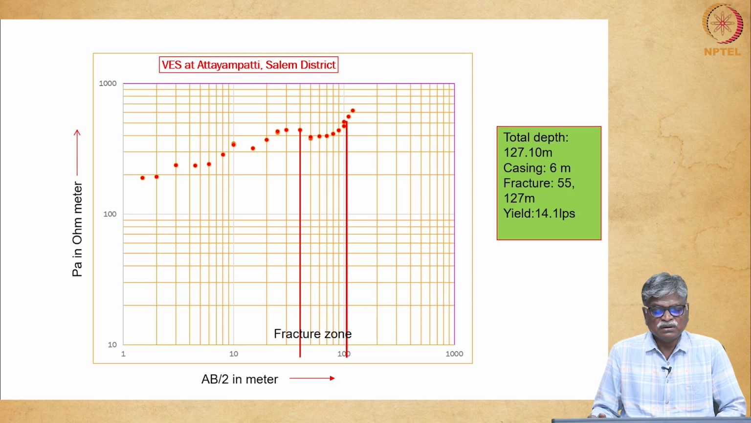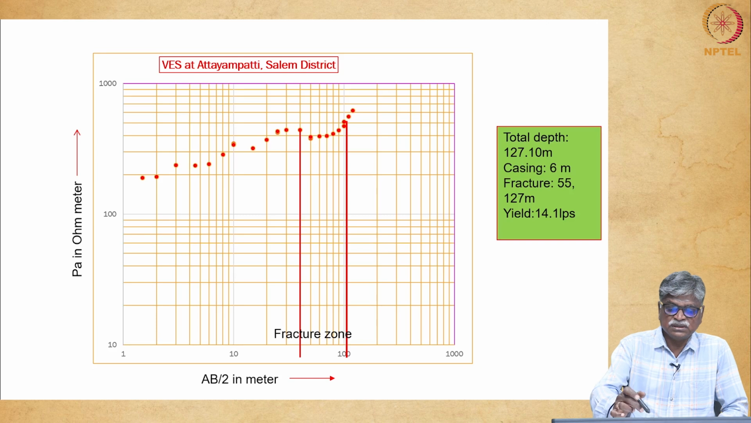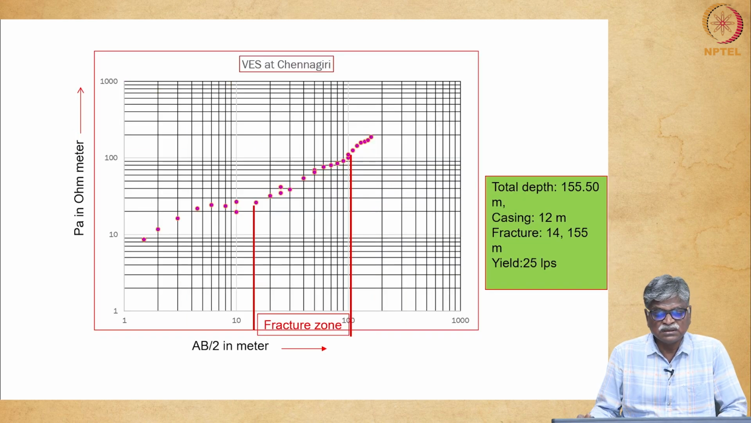We also conducted a survey of 300 meters in Salem district. There we got a very good yield. We drilled 127 meters, weathering was found at 6 meters, and the fractures we got were at 55 meters and 127 meters. Yield is 14.1 LPS in Salem district. You see, this is one fracture, this is another fracture. We got a fracture.